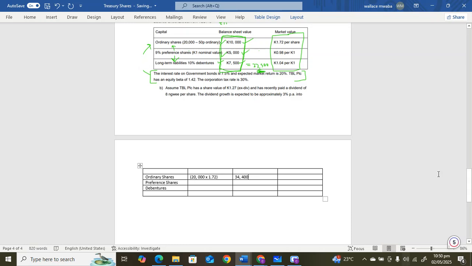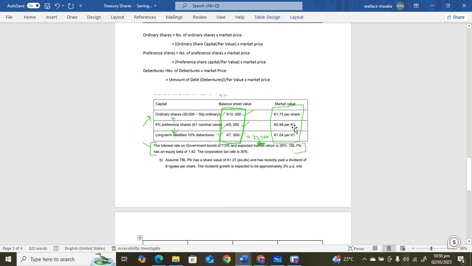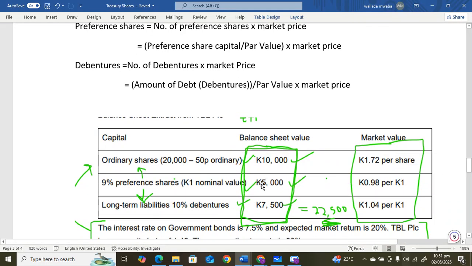Preference shares. You haven't been given the number of preference shares. So preference share capital 5,000 divided by the par value, which is one kwacha. So 5,000 divided by one kwacha, that is 5,000. It means this company TBL PLC has got 5,000 preference shares. That's how we get the 5,000 preference shares. So these 5,000 preference shares times the market value of 0.98 for each preference share.